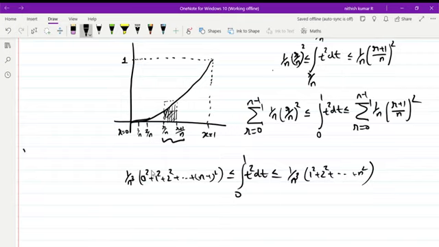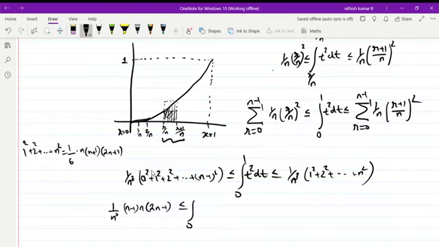Now you have the result: 1 square plus 2 square plus so on to n square is nothing but 1 by 6 into n into n plus 1 into 2n plus 1. So using this, we get 1 by n cube into 1 by 6 into n minus 1 into n into 2n minus 1, less than or equal to integration 0 to 1 t square dt, which is less than or equal to 1 by n cube into 1 by 6 into n into n plus 1 into 2n plus 1.